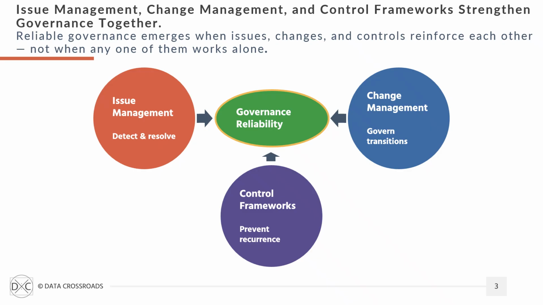So the relationship between these capabilities becomes very practical. Issue management helps organizations recognize instability. Change management stabilizes propagation and transition activities. And control frameworks help reduce the probability that the same instability returns repeatedly over time. And in the next course, we will move deeper into the design of data and AI control frameworks, and explore how organizations operationalize preventive governance mechanisms across connected business and data management capabilities.